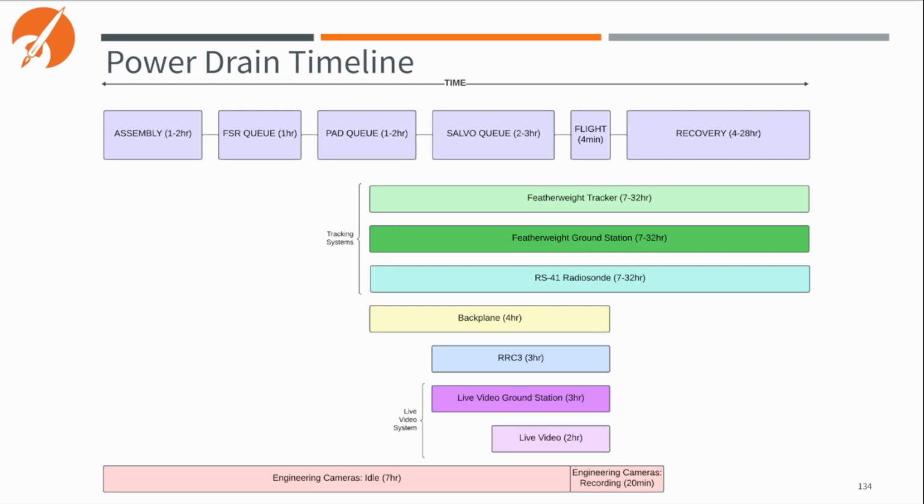The engineering cameras are a bit of an outlier, where they'll be sitting in idle state from when the rocket is assembled until flight, when they are activated by the boost detection, and from that time on they will be recording for 20 minutes before turning off after landing.